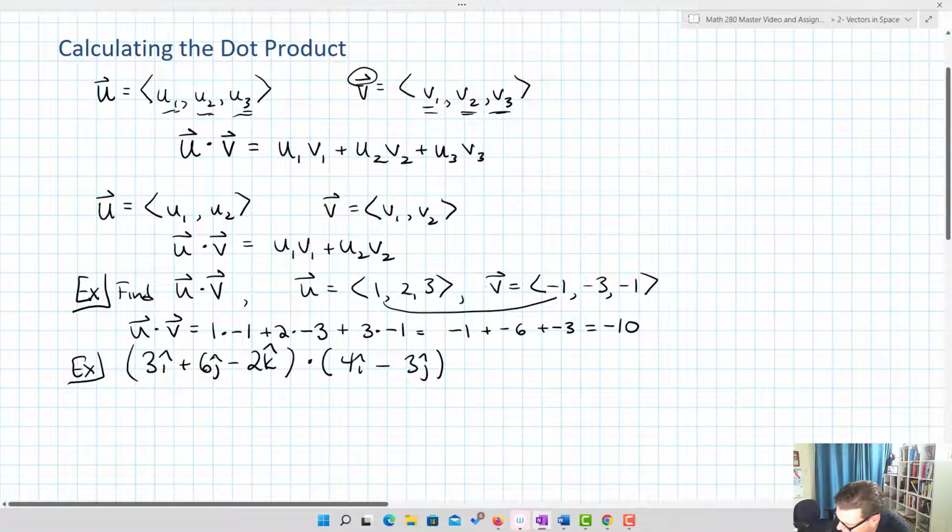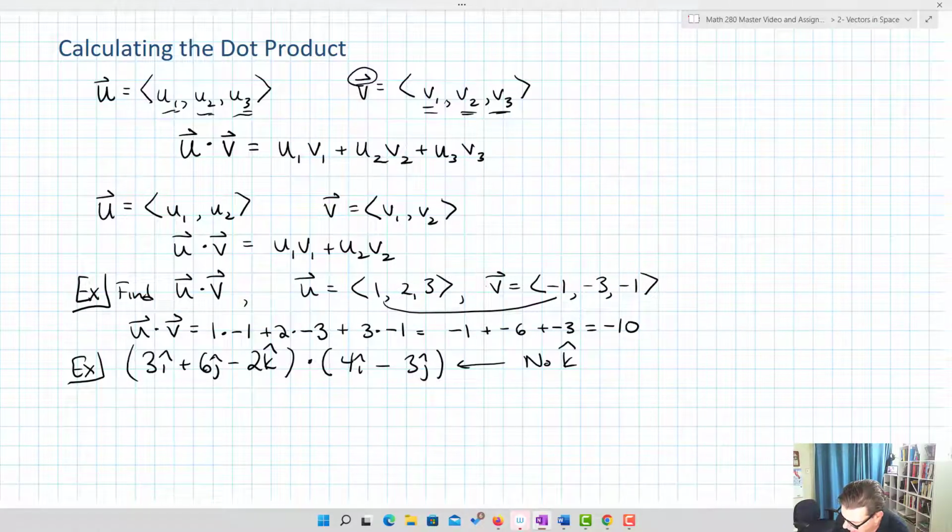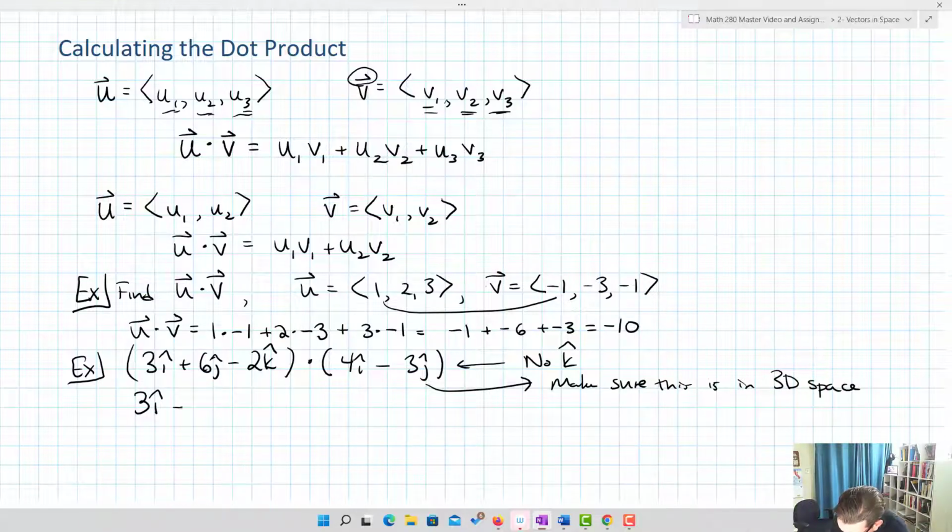What I want you to notice is that there's no k inside of our second vector. We need to make sure this is in 3D space. So let's just say, yes, it is in fact in 3D space, and so we can do the dot product. We're not going to get tricky here. So this is 3i plus 6j minus 2k, and we'll dot it with 4i minus 3j plus 0k.